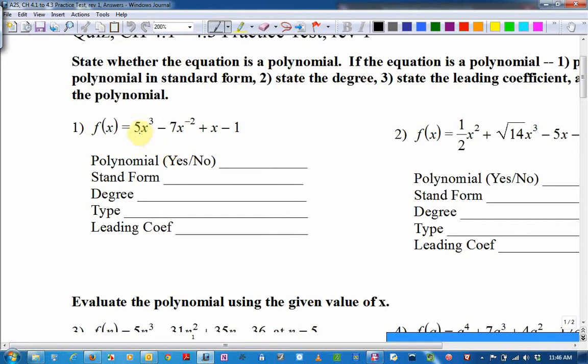The first thing we're going to do is look at the coefficients. It's a polynomial, or it works for a polynomial, if the coefficients are not imaginary. So any real number works. So I have 5, I have a -7, I have a 1, and I have a -1. So the coefficients pass. They're okay.